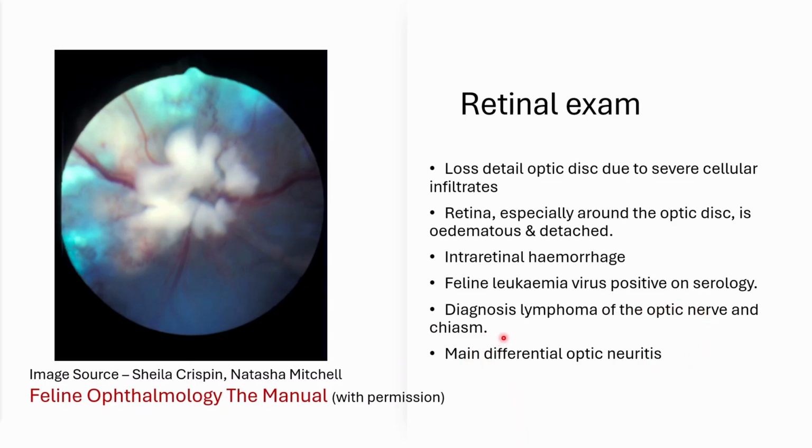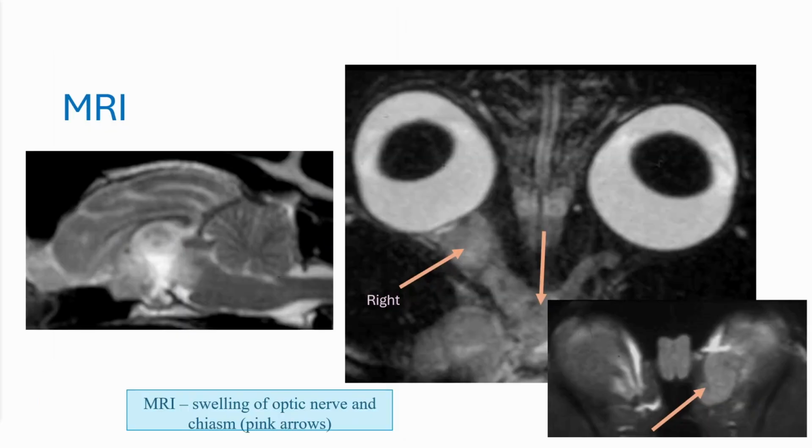We felt it was highly consistent with lymphoma of the optic nerve or chiasm. Main differential was optic neuritis. Why did we think it was lymphoma? Well, this cat also had an MRI scan, and you can see here his eyes here.